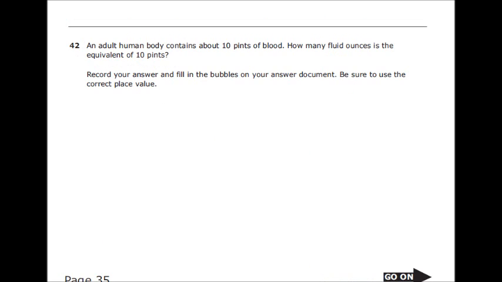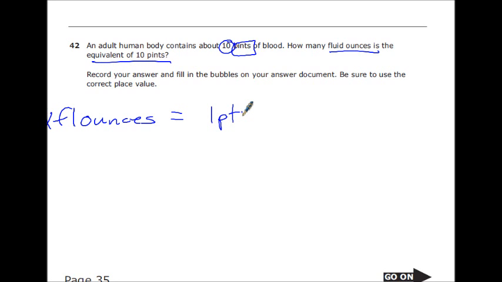An adult human body contains 10 pints of blood. How many fluid ounces is equivalent to 10 pints of blood? So I need to find out how many fluid ounces is equal to 1 pint.